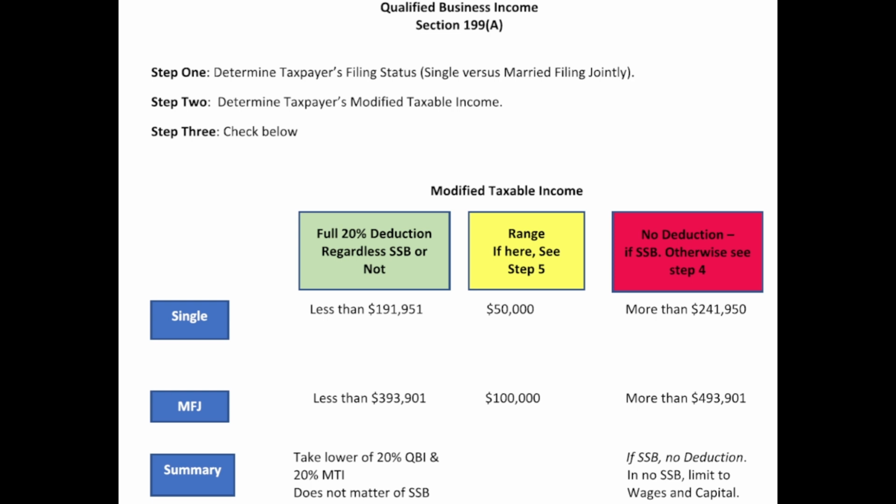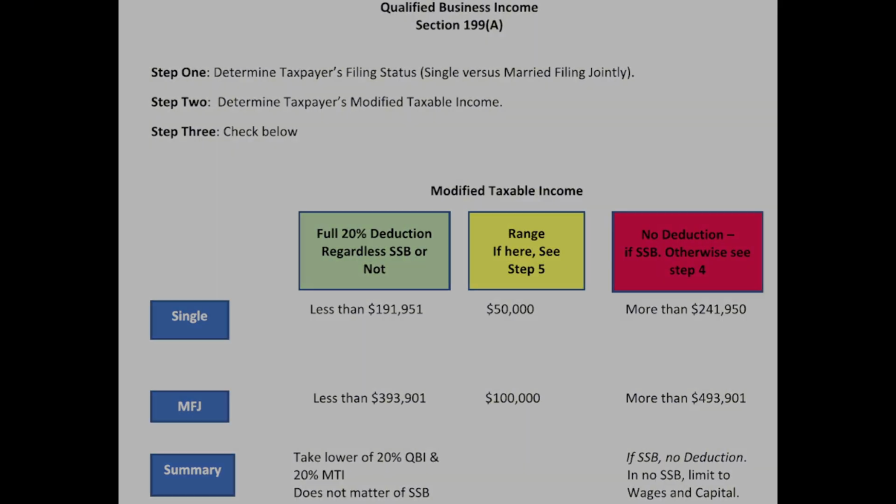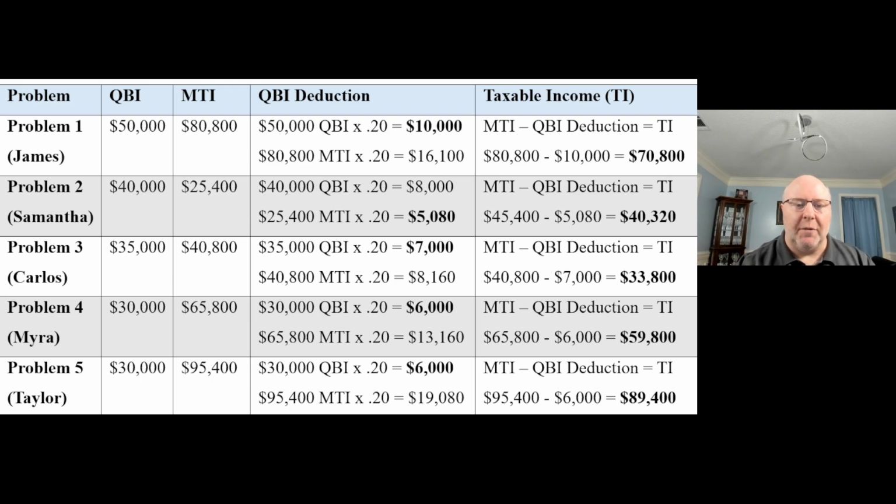And we're going to do the same thing for above the threshold and within the threshold. So we're going to get plenty of practice on this. All right, let's move to the next stage then. Let's take a look at some of these problems so we can see if we can solve them when the modified taxable income is below the threshold.